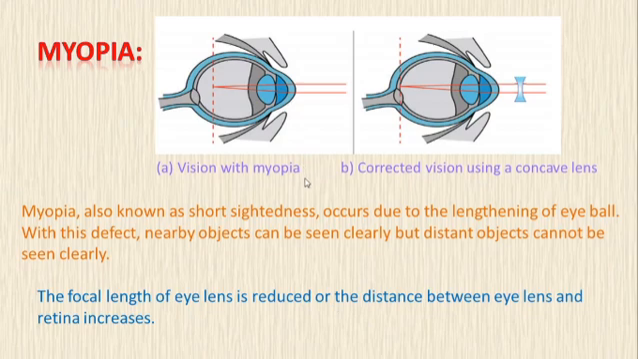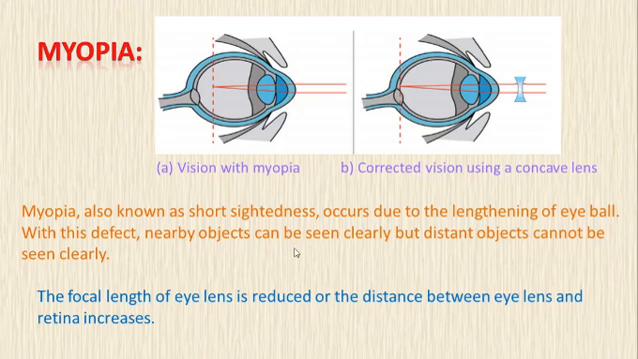With this defect, nearby objects can be seen clearly, but distant objects cannot be seen clearly. So we can see the nearby objects without strain. Then distant objects cannot be seen by our eyes.